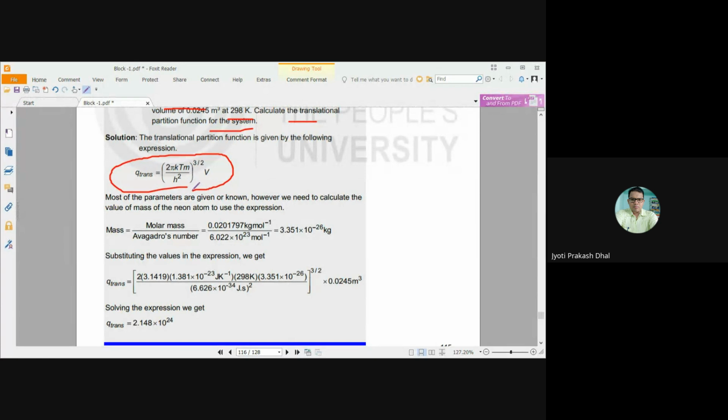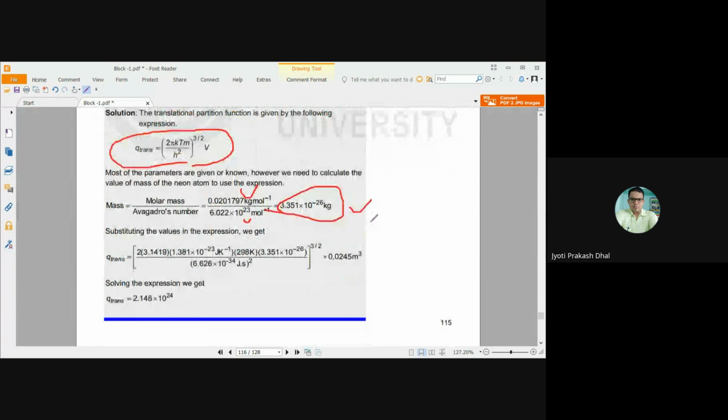Mass of the neon atom equals molecular mass divided by Avogadro's number. So its molecular mass in kg per mole and its Avogadro's number, and we find the mass of a single neon atom as 3.351 into 10 to the power minus 26 kg. Putting all the values in this expression, we find q trans equals this.